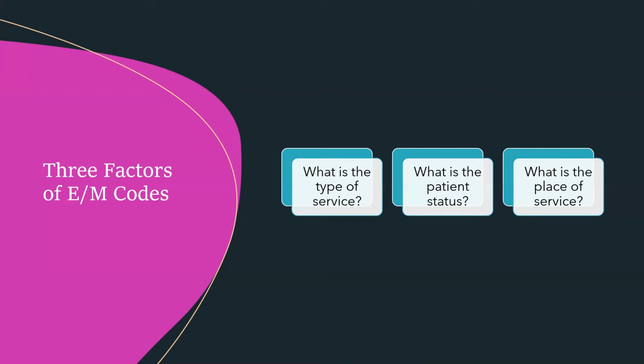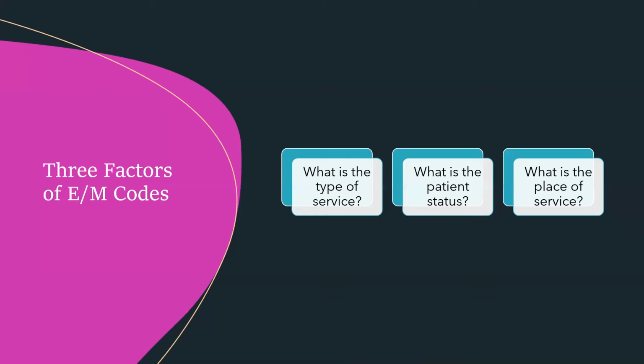The second one, what is the patient status? There are 4 types of patient status: new patient, established patient, inpatient, and hospitalization. To determine which one it would be, there is a decision tree for new versus established in the front of the E&M coding section of your CPT code book. You also need to look over your coding guidelines at the beginning of the E&M section to get more information on patient status.